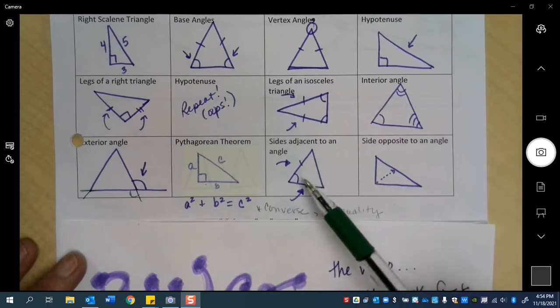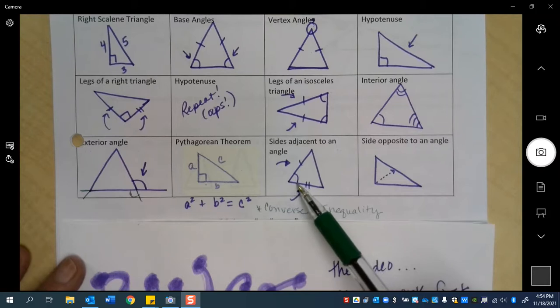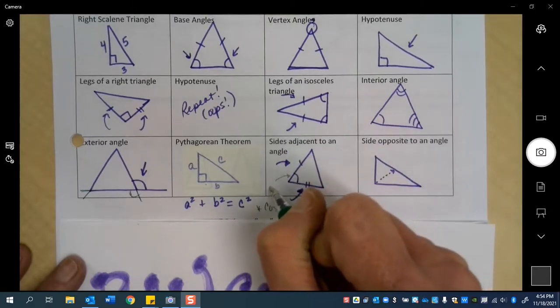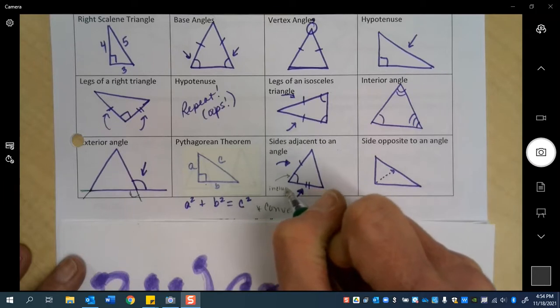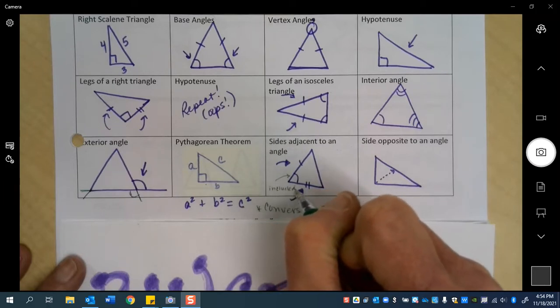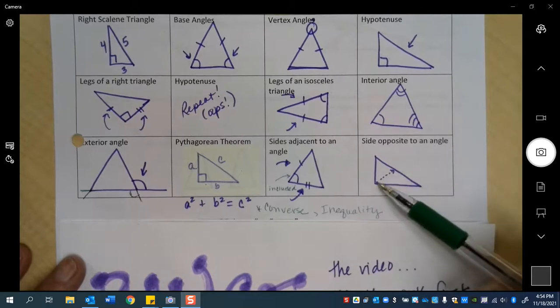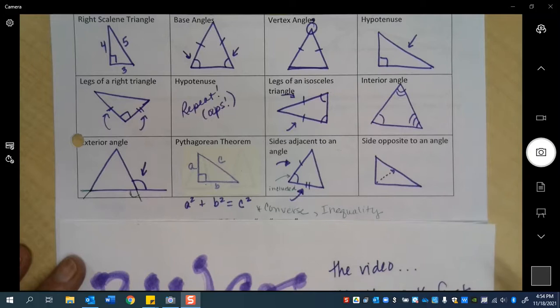All right, so if I talk about the sides that are adjacent to an angle, that's going to be those sides that are next to that angle. And this ends up being what we call an included angle. And the side opposite an angle is going to be this side that's not adjacent.